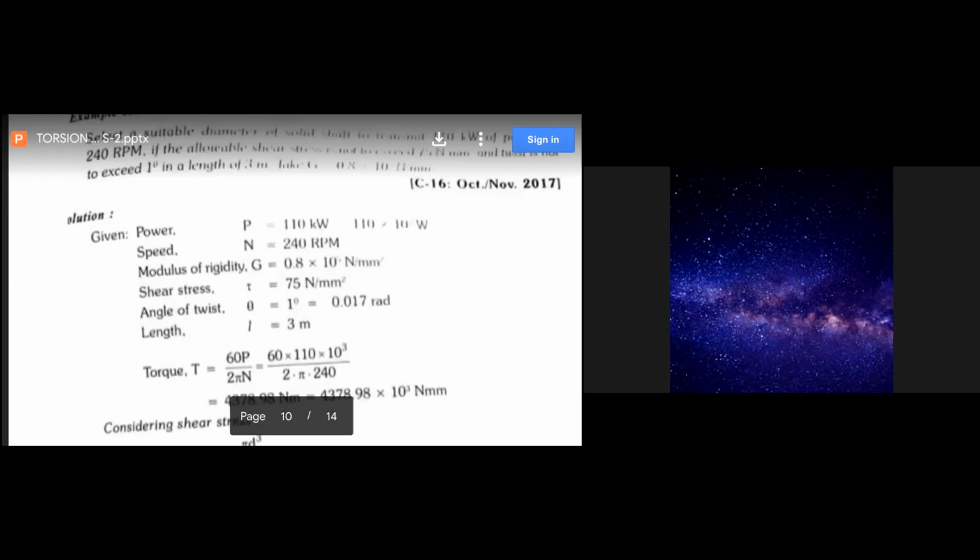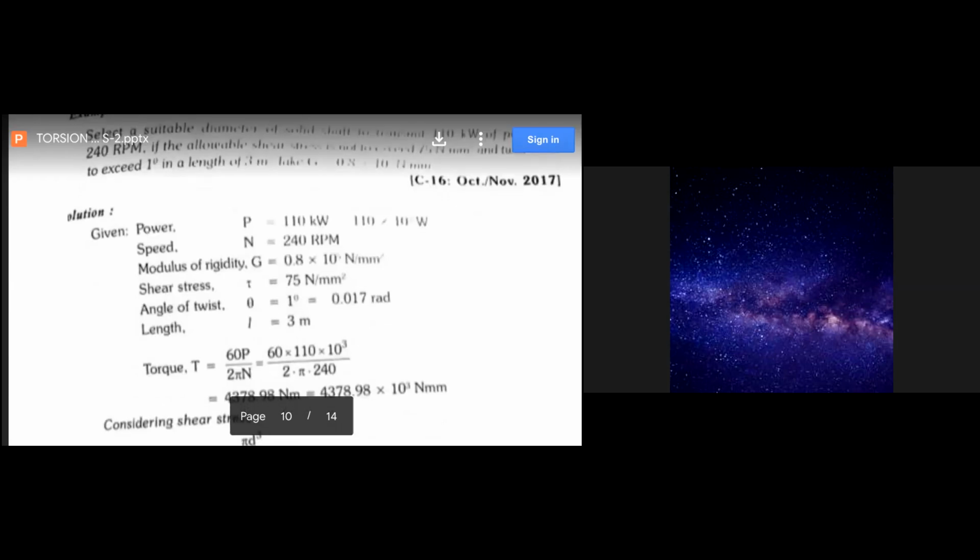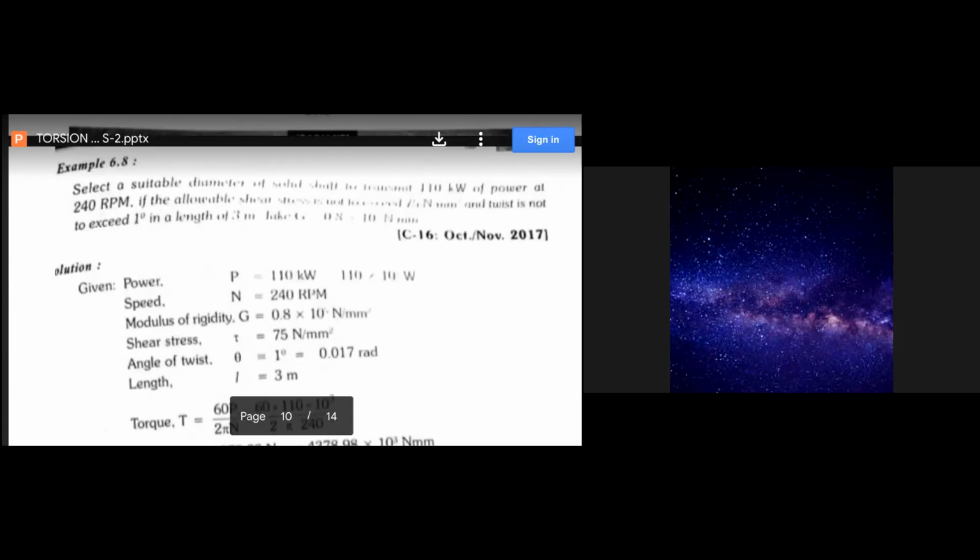So first write down the total given data. Power is given, that is 110 kilowatts, that is 110 into 10 cube watts. Speed 240 rpm. G value is given 0.8 into 10 power 5 Newton per mm square. Shear stress tau is equal to 75 Newton per mm square. Angle of twist, that is 1 degree. Convert that into radians, that is into pi by 180, you will get 0.017 radians. And length is 3 meter. Convert to 3000 mm. So we have to find the diameter of the shaft.